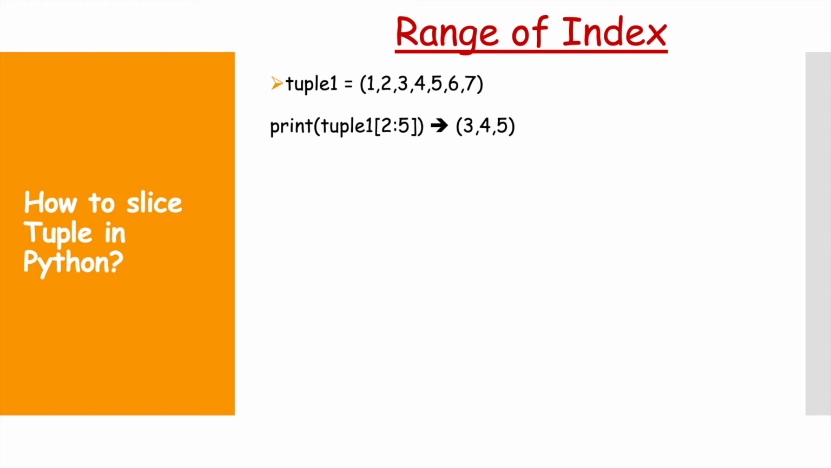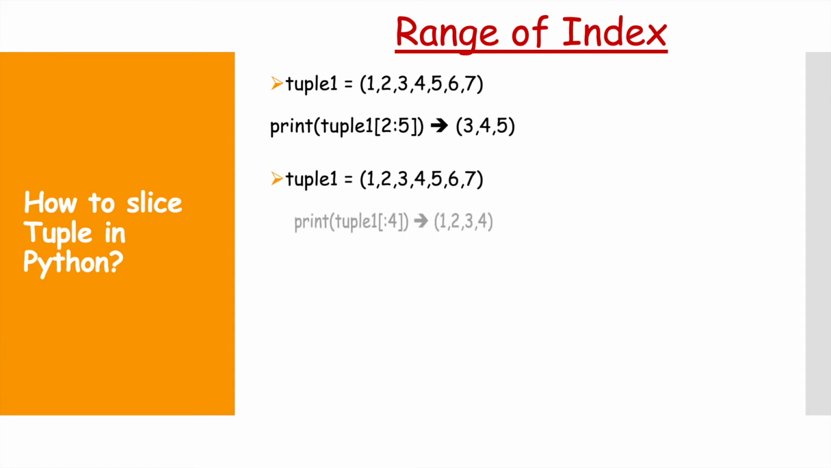It will start from the item whose index number is 2 to the item whose index number is 4, because the last end index is not considered. It is always the end index -1. So here you are going to get the elements as 3, 4 and 5.